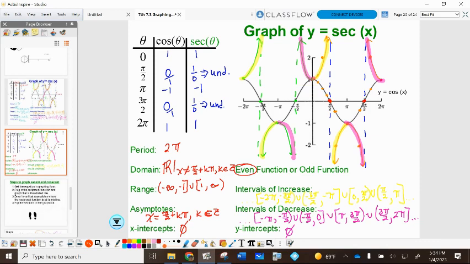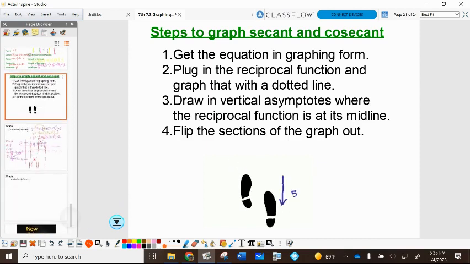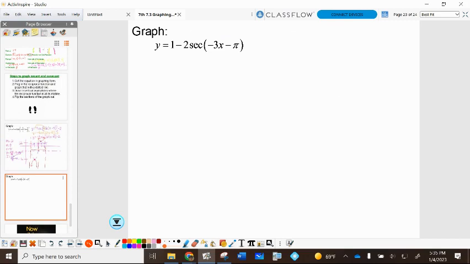Okay, so again, our steps for graphing the secant and cosecant are going to be to get the equation in graphing form, plug in the reciprocal function and graph that with a dotted line, then draw vertical asymptotes where the reciprocal function is at its midline, and flip the sections of the graph up. If it's up, it'll flip up, and if it's down, it'll flip down. So let's try an example of a secant graph with transformations.